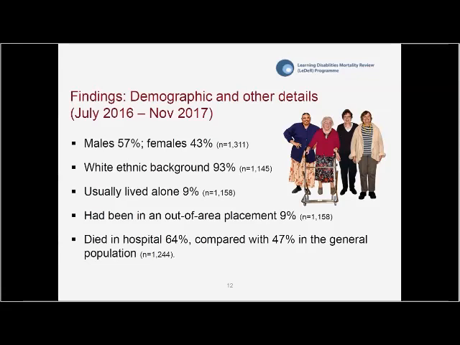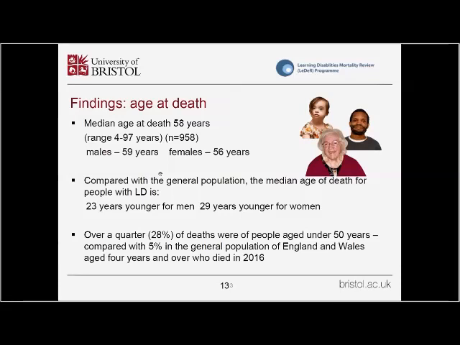Approximately 1 in 10 of those who had died had lived alone, and a similar proportion had been in an out-of-area placement when they died. And the proportion of people dying in hospital, at 64%, was greater than the proportion in the general population who die in hospital, at 47%. The next slide shows the findings regarding the age at death.